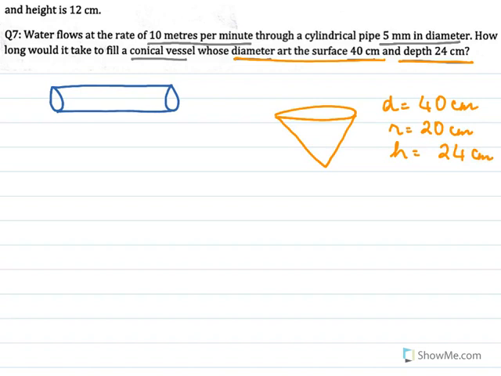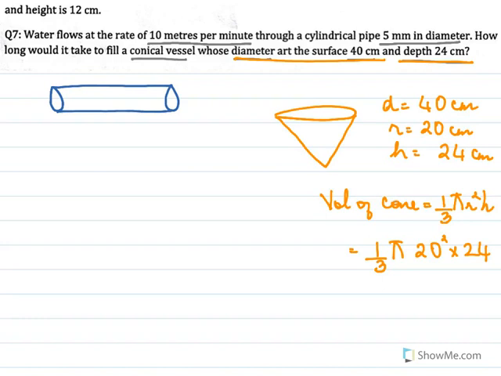Since we are filling it with water, definitely we have to find the volume of it. So we find the volume of the cone, 1 by 3 pi r square h. 1 by 3 pi, your r is 20 square, h is 24. So we work this out, and here we get 9600 pi over 3, and we can do it further: 3200 pi is the volume of the cone.